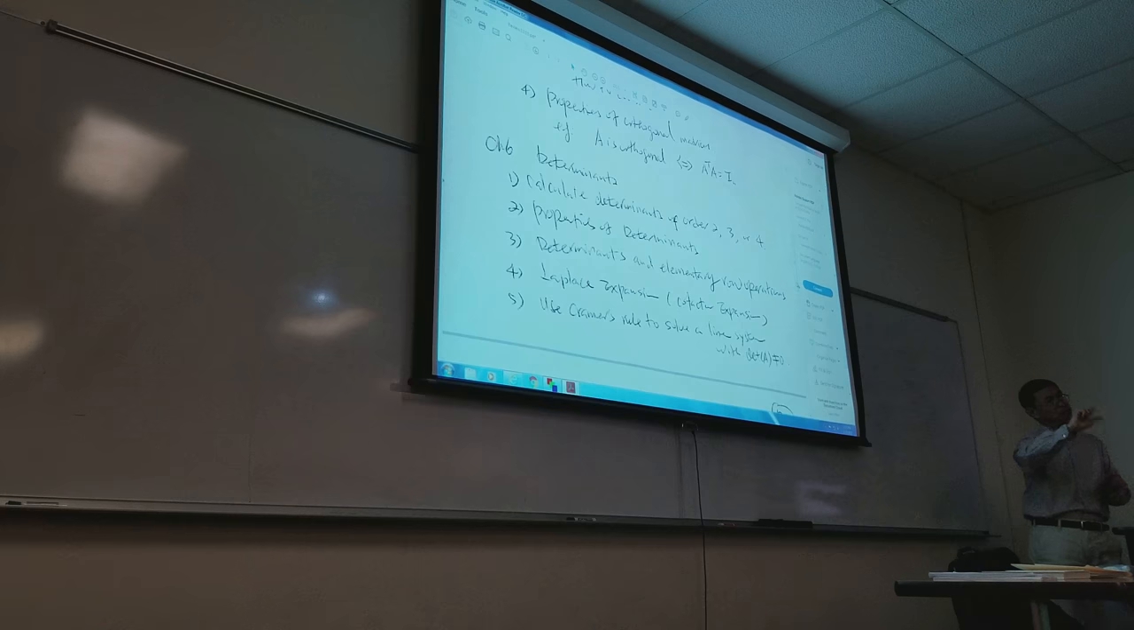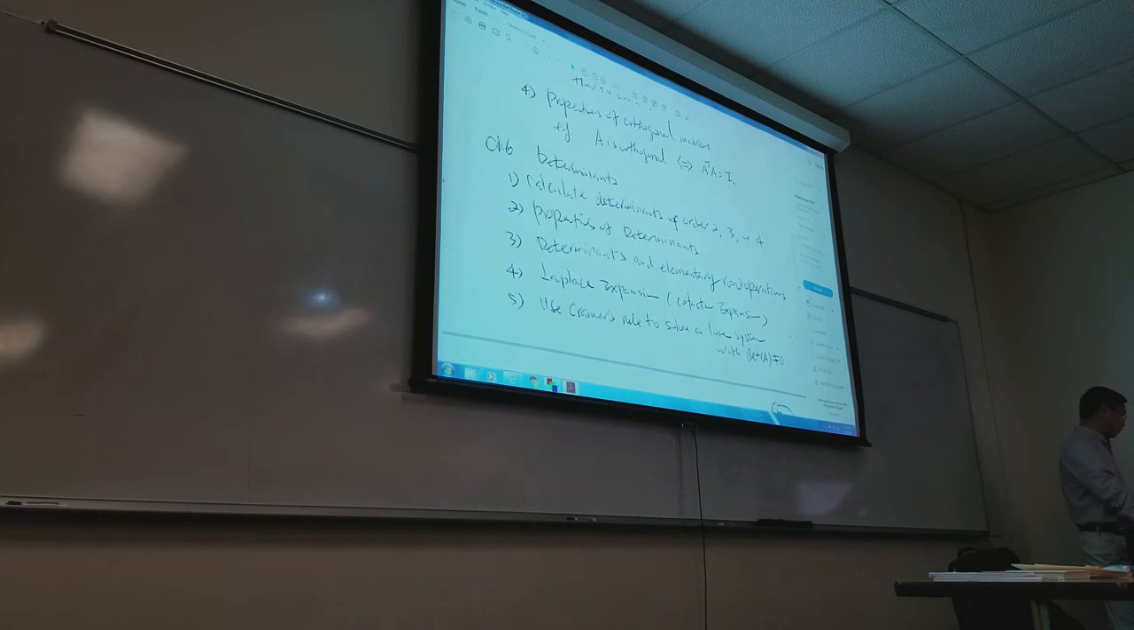For example, if you exchange two rows, the determinant differs by a sign. If you multiply one row and add it to another, it does not change the determinant. But if you divide one row by a scalar, then you will change the determinant.